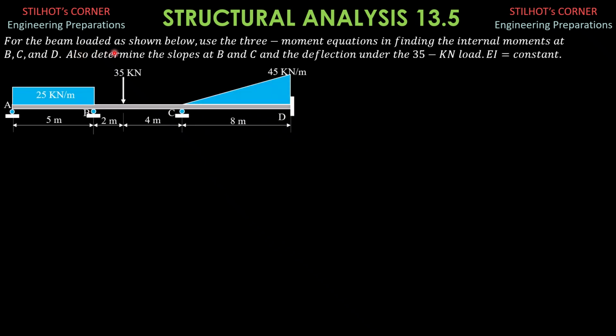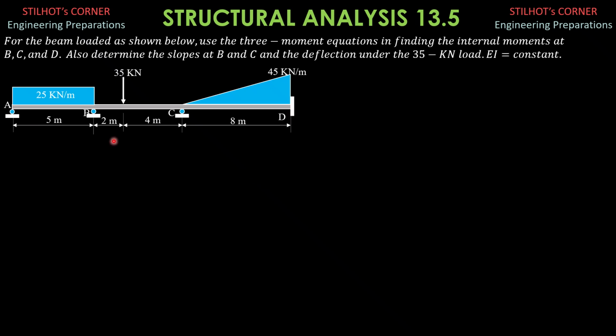So for the beam loaded as shown, use the three moment equations in finding the internal moments at points B, C, and D, because the moment at A is 0. It is an external support and it is the end support also, a roller support, so that's why it's 0. At D it is fixed, so there is moment there.